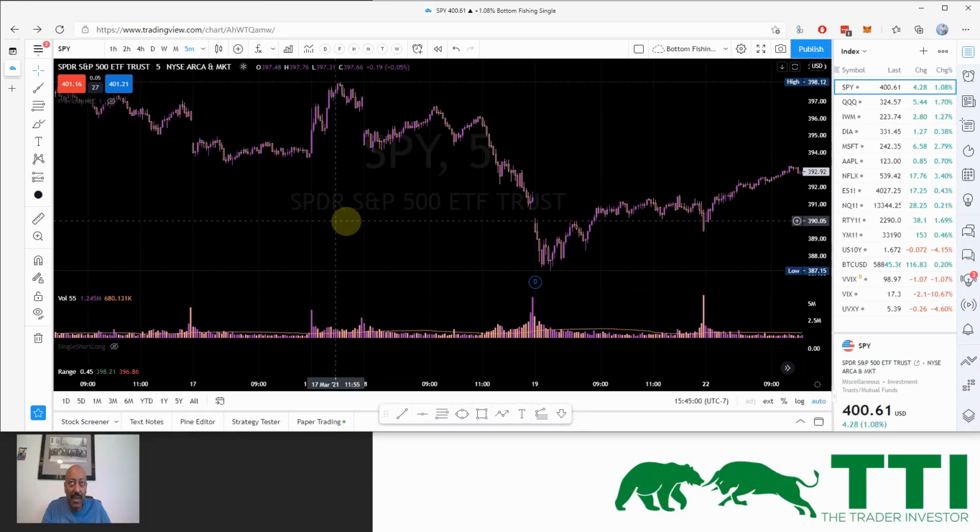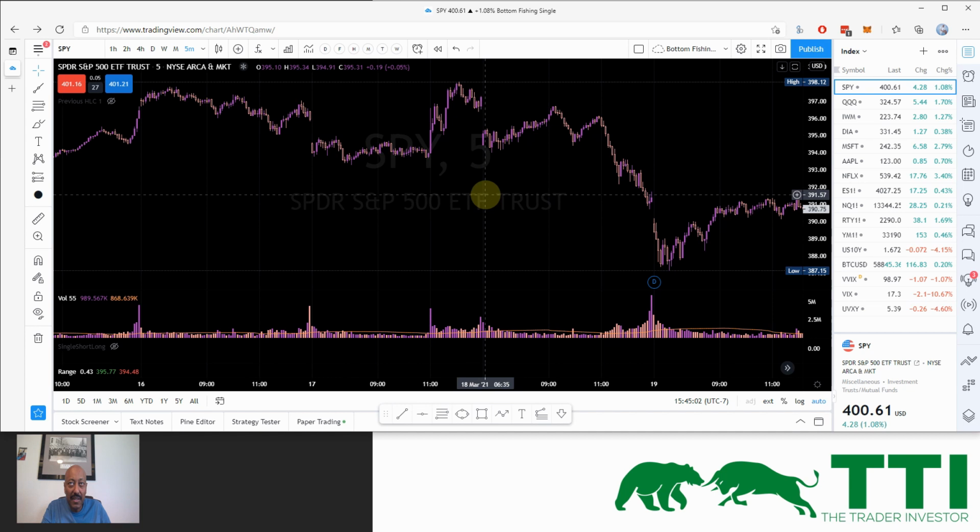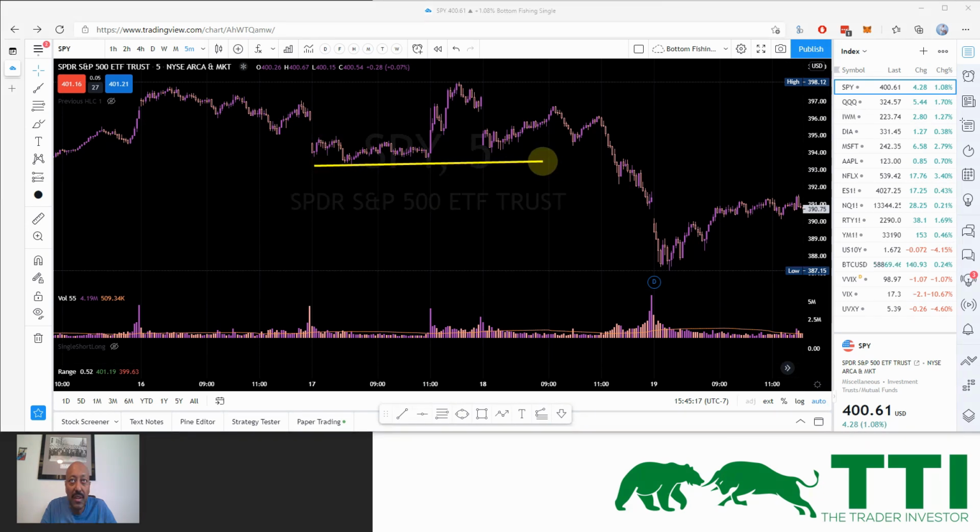Let's go back. We're going back here on the 18s. Let's take the 18s as an example. The lows of the 17s were here, and here are the highs of the 17s. This is an inside day. I am not touching an inside day, right?